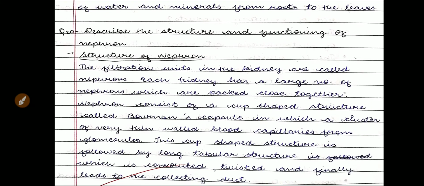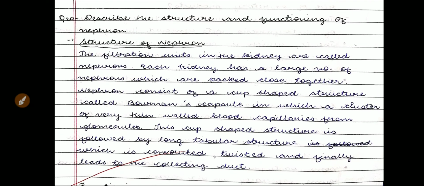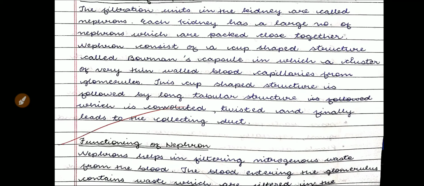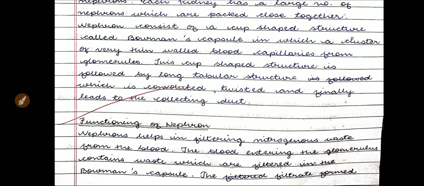Describe the structure and functioning of nephrons. Structure of nephron. The filtration units in the kidney are called nephrons. Each kidney has a large number of nephrons which are packed close together. Nephrons consist of a cup-shaped structure called a Bowman's capsule, in which a cluster of very thin-walled blood capillaries form the glomerulus. This cup-shaped structure is followed by a long tubular structure, which is convoluted, twisted, and finally leads to the collecting duct.